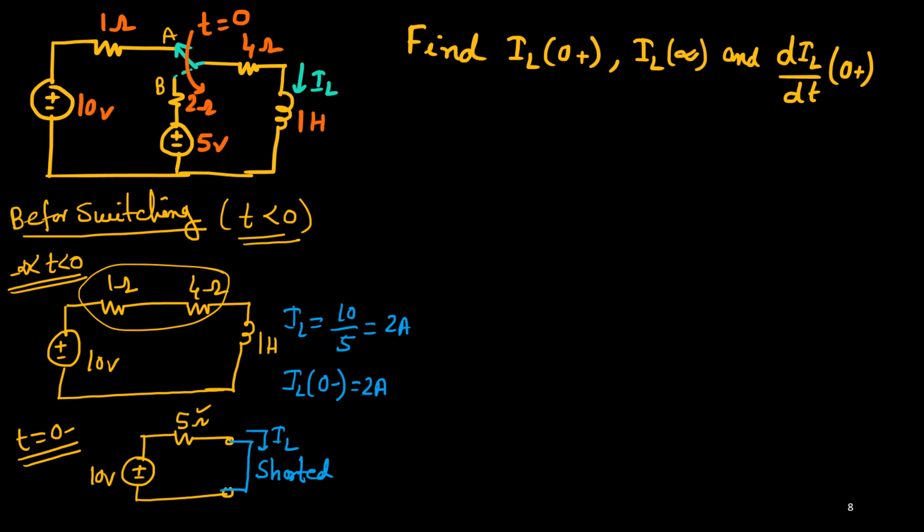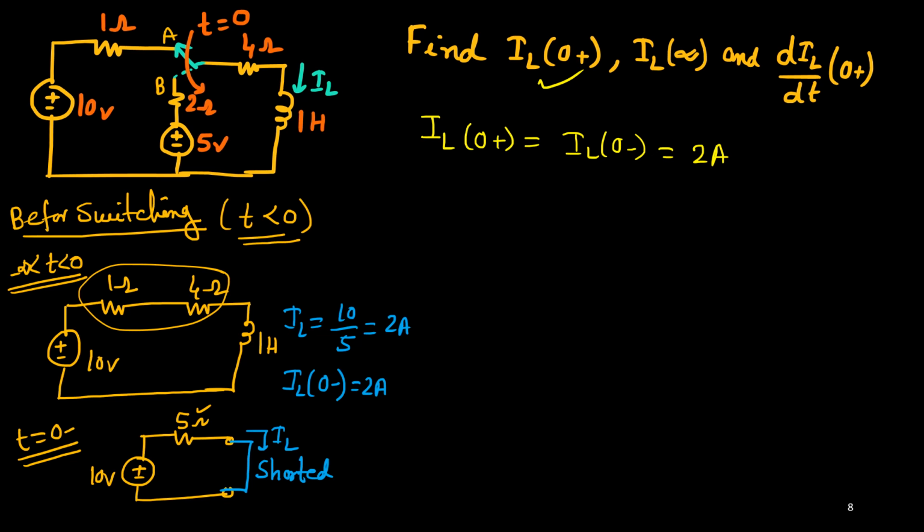Now you know that after switching also the IL will be continuous. So IL(0-) should be the same as IL(0+). Whatever circuit it will be after switching doesn't matter. If some source is connected, then IL(0+) should be the same as IL(0-), and IL(0-) we have got, this is your 2 ampere. So this one is done, right?